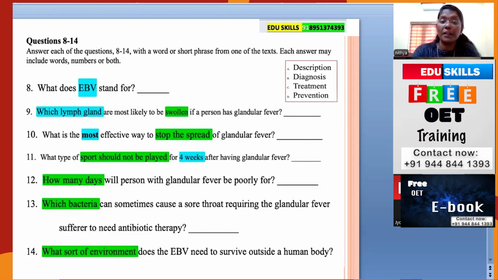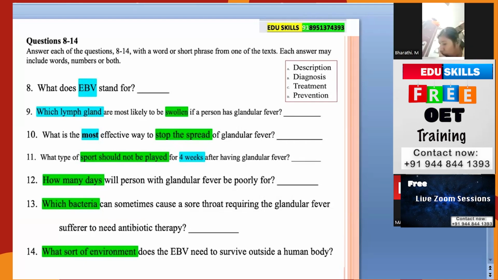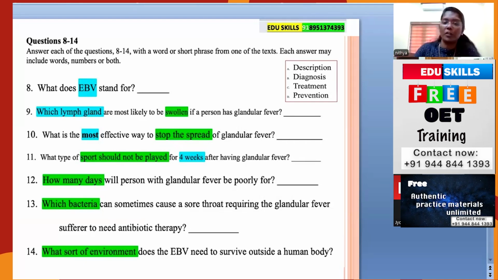Then the 10th question: what is the most effective way to stop the spread of glandular fever? That is, stop the spread. Just memorize what we have underlined in the four texts as the strategies of skimming, and write the answer. Correlate this hedging word with the text headings. Then the 11th question: what type of sport should not be played for 4 weeks after having glandular fever? After having the disease, some advice. Where can we find this answer, in which text?